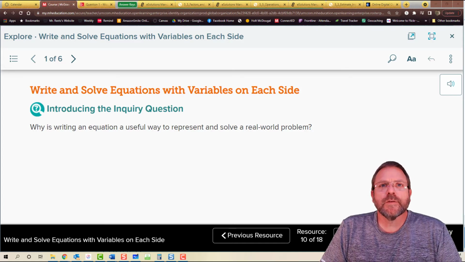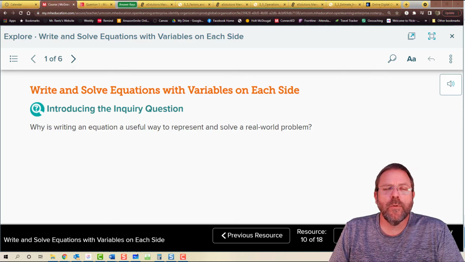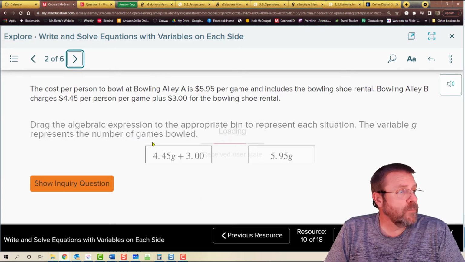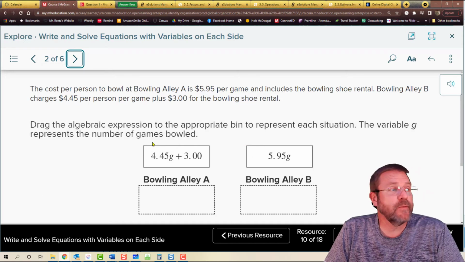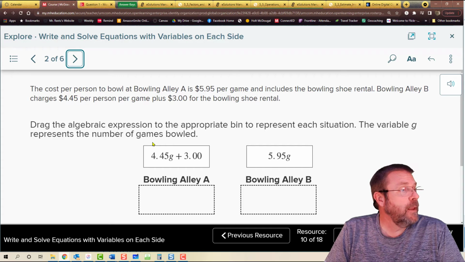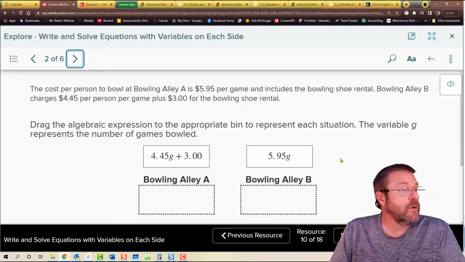Now this leads us to our next inquiry question, which asks, why is writing an equation a useful way to represent and solve a real-world problem? Well, it just makes things simple, folks. Let's dig into it and find out more. The cost per person to bowl at bowling alley A is $5.95 per game, and it includes your bowling shoe rentals. Bowling alley B charges $4.45 per game, but they want $3 for a bowling shoe rental. Drag the expressions to the appropriate bins to describe each situation. The variable G represents the number of games.